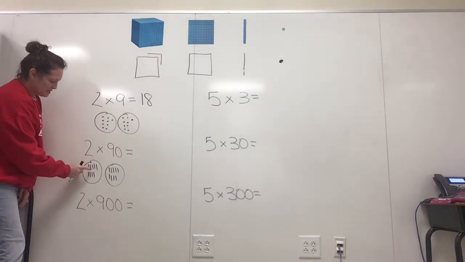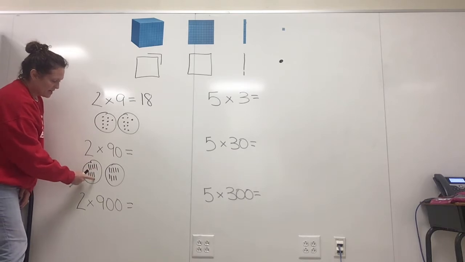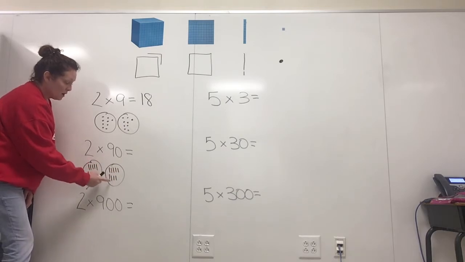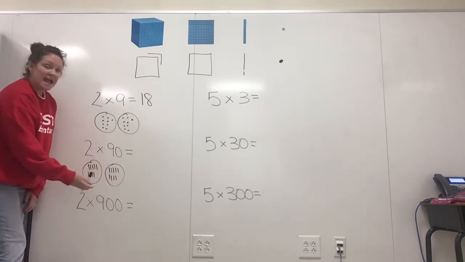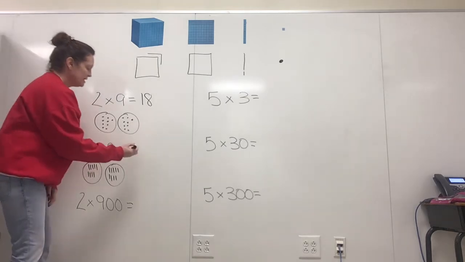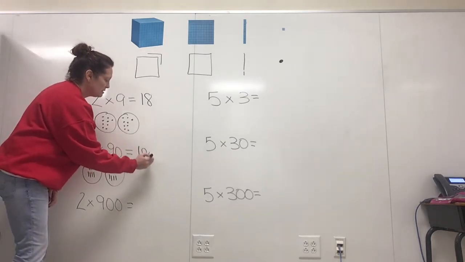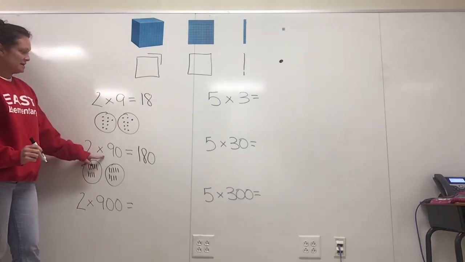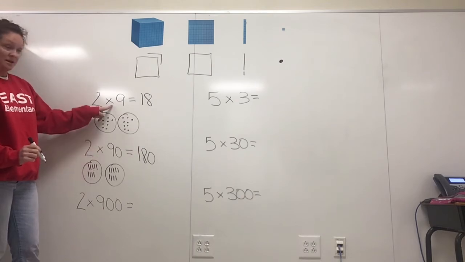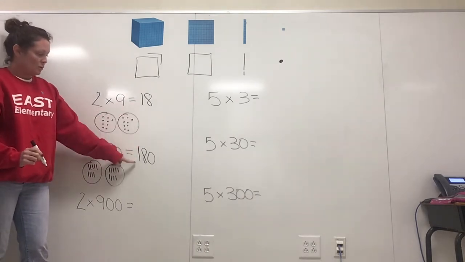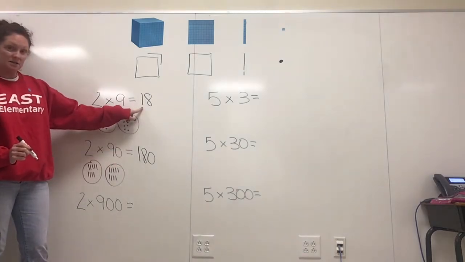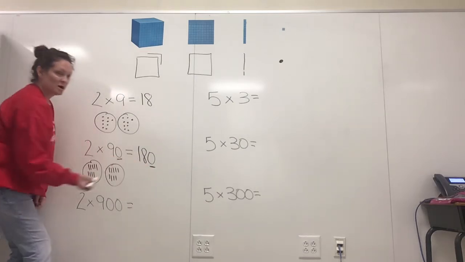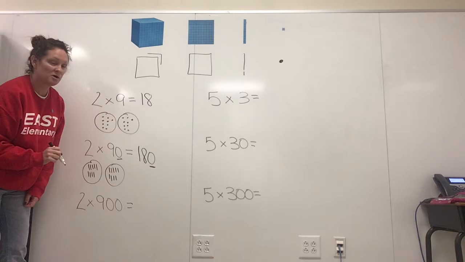10, 20, 30, 40, 50, 60, 70, 80, 90, 100, 110, 120, 130, 140, 150, 160, 170, 180. So 2 times 90 is 180. All right, 2 times 90, 2 times 9, see that? 180 is 10 times as much as 18. Multiply by a multiple of 10, your product increases by the same multiple of 10.